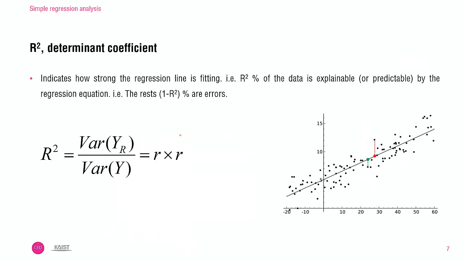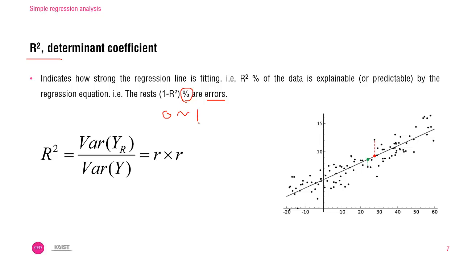Then we need to know the size of determinant coefficients. The R square denotes the determinant coefficients. The R square indicates how strongly the regression line fits. That is, the R square, in percentage units, is the part of the data that is explainable or predictable by the regression equation. And the rest, which is 1 minus R square percentage, is considered as errors. And therefore, the R square varies between 0 and 1.